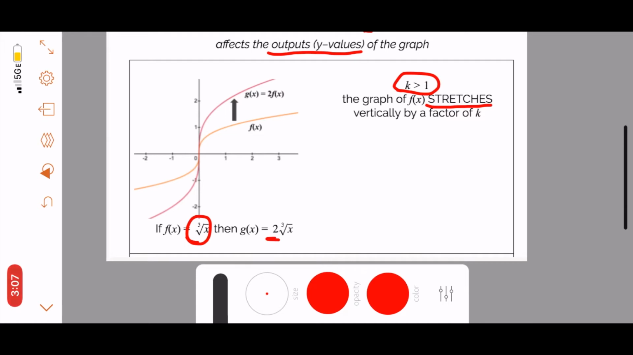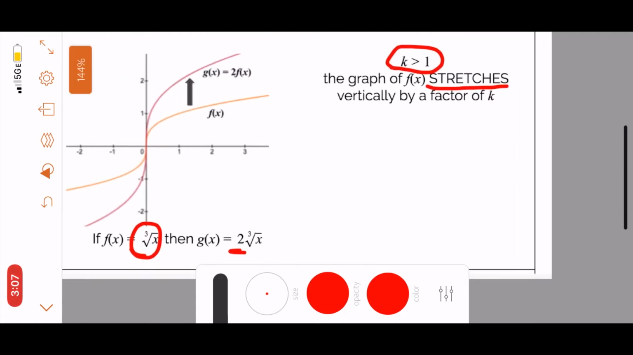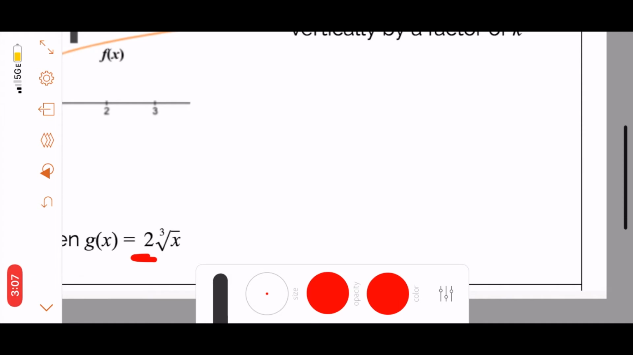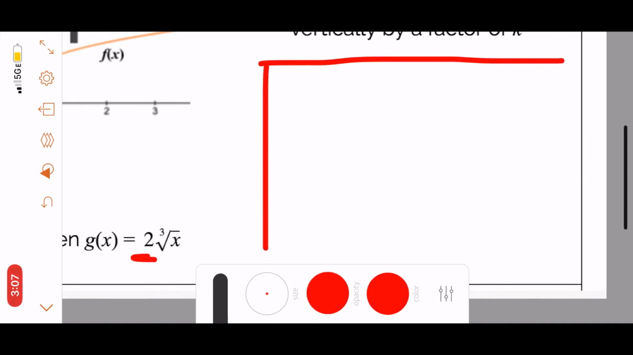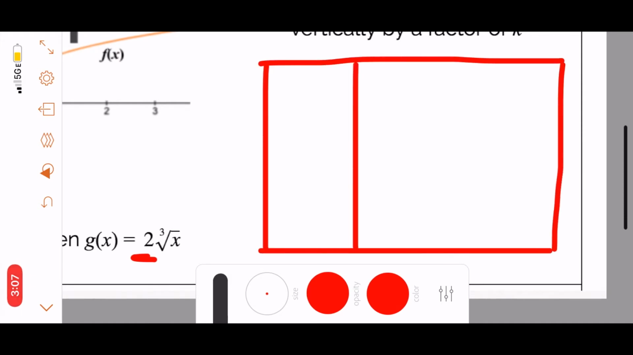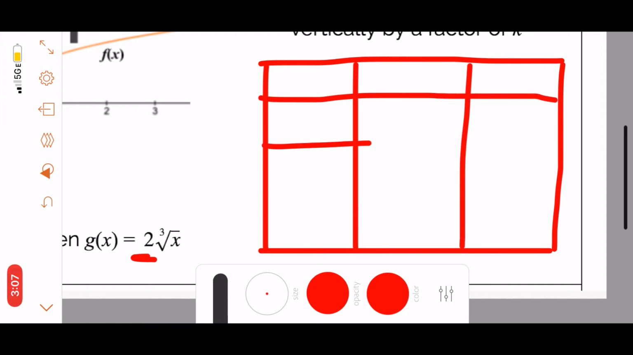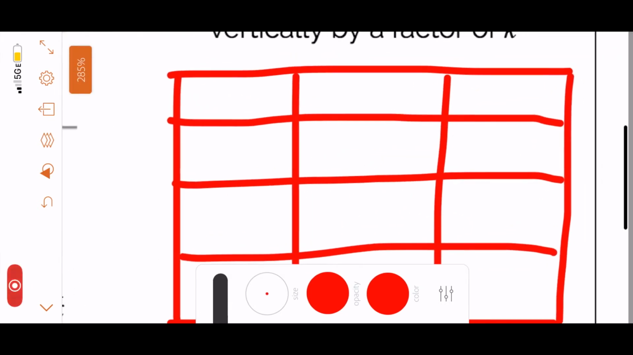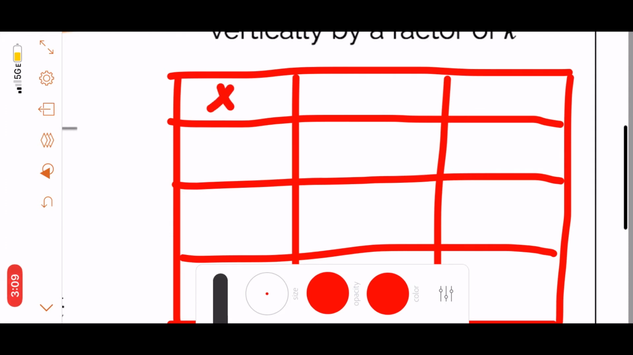And the way I'm going to prove it to you is by using an input-output table, like we did with our vertical shifts as well. So I'm going to draw a little table. At the top I'll put x, which is our input, and then f of x, which we know in this case is the cube root of x, and then our stretch, which is 2 times f of x.